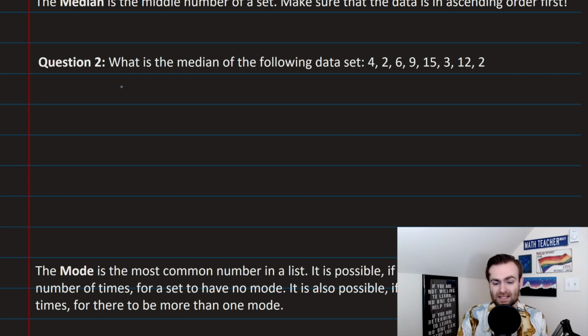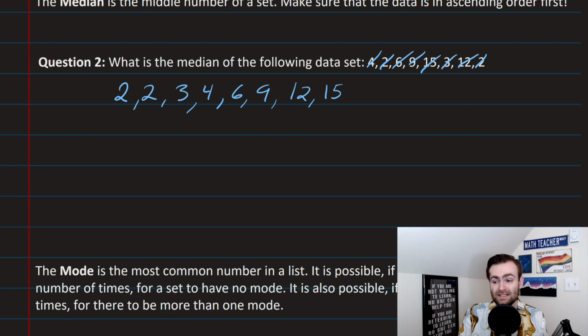The lowest number I see is 2, so we have a 2. We have another 2. Then we have a 3. Then we have a 4. Then we have a 6. Then we have a 9. Then we have a 12. And then finally the 15.